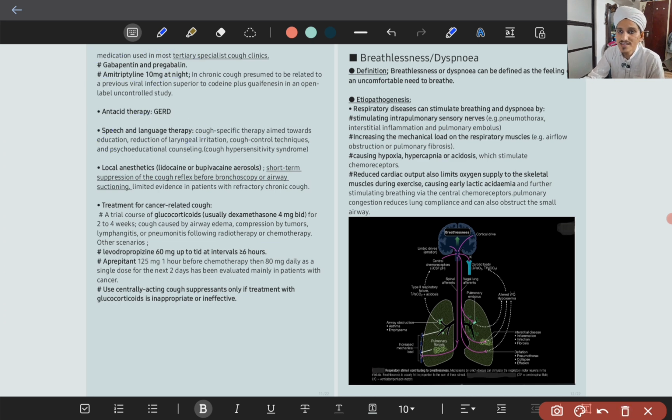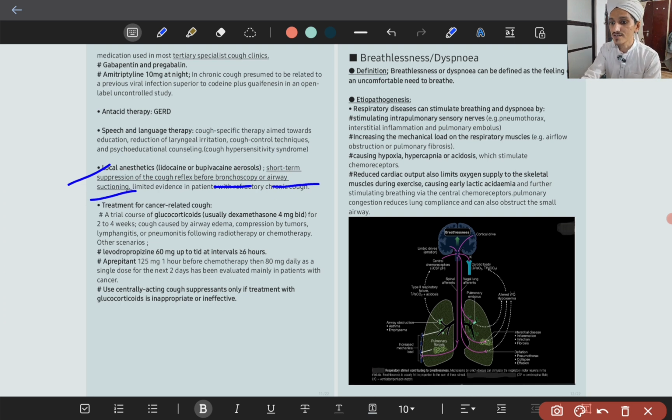Local anesthetics are also used, like lidocaine as nebulization or by spray. But they act for a very short time. They are not suitable for chronic cough. They are used before bronchoscopy and before airway suctioning.